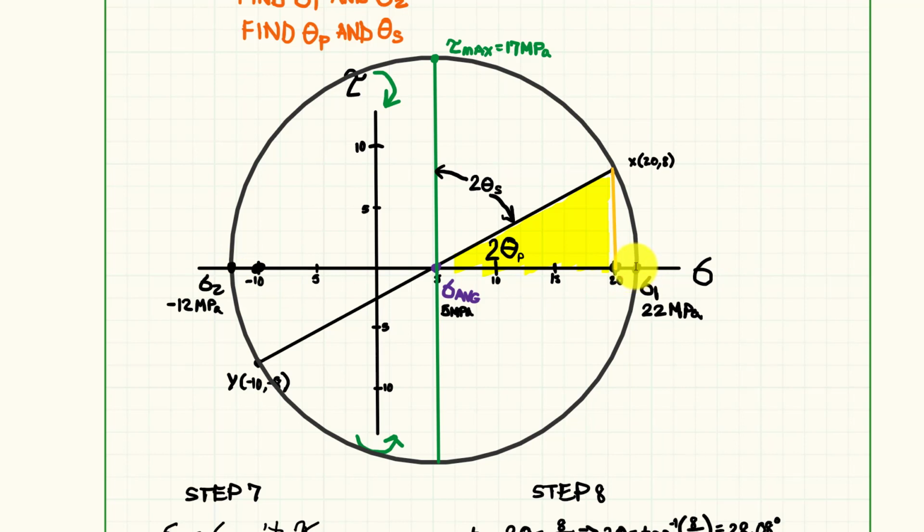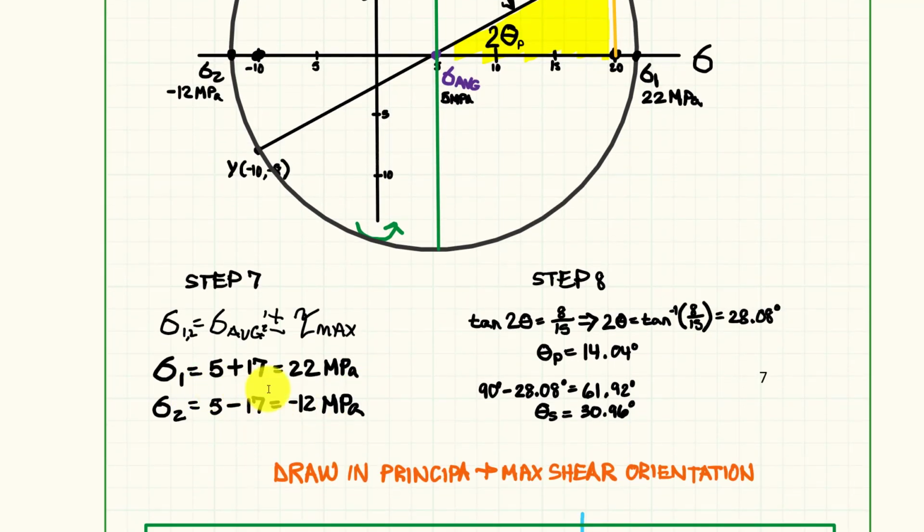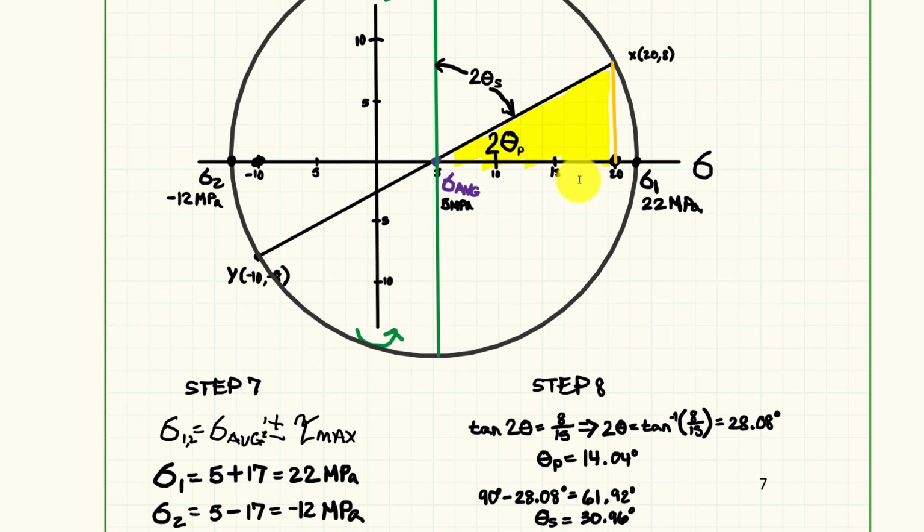How do we find those out? Well, basically, we know this point, and we know the length, the radius. We can come in here, which our radius is 17 megapascals on this axis from here to here. So we know the distance here to here. We can come in here and calculate the line distance from here to here, and that's what we've done here for both sigma 1 and sigma 2. That is going to give us these two values of these lines here.